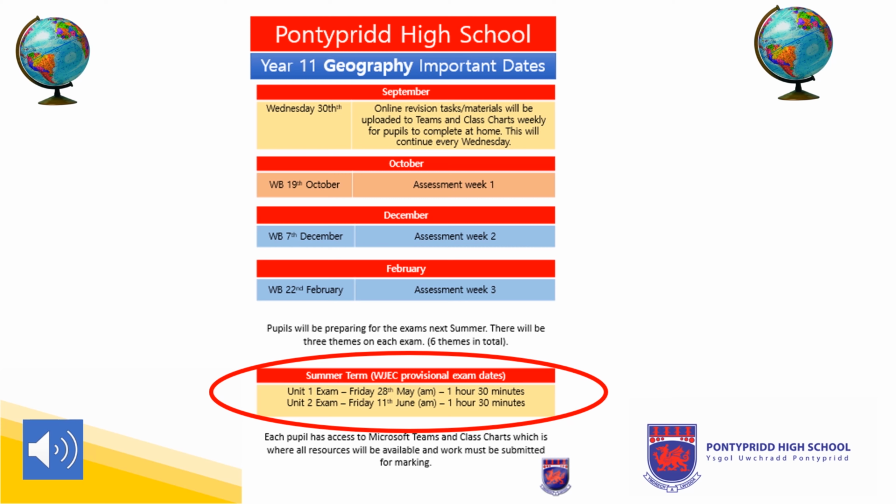Each pupil has access to Microsoft Teams and Class Charts, and this is where all their resources will be available, and all their work will need to be submitted for marking. They can also communicate with myself through there or through my email address, faroa@pontyhigh.co.uk, but Teams is the preferred method, and Class Charts too.